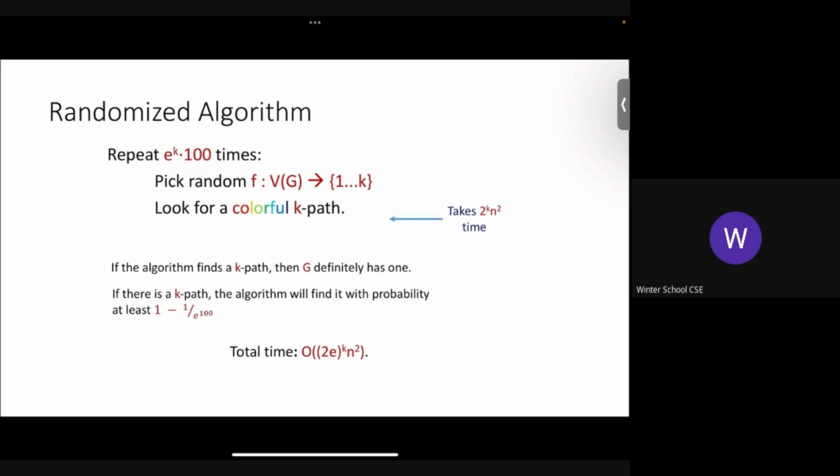So just to conclude with the color coding thing. We use a very simple idea: just use random coloring. And then the magic happens. When my graph is colored, it's much easier to find a colorful solution than a normal one. So here, randomization really helps a lot.